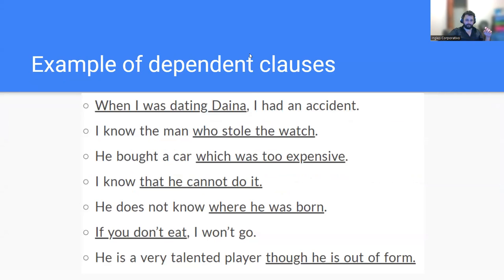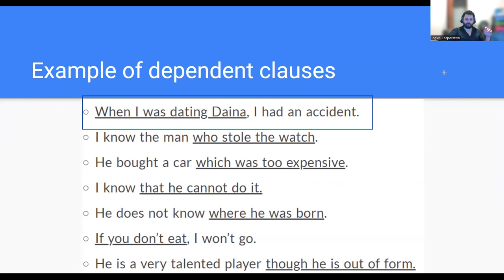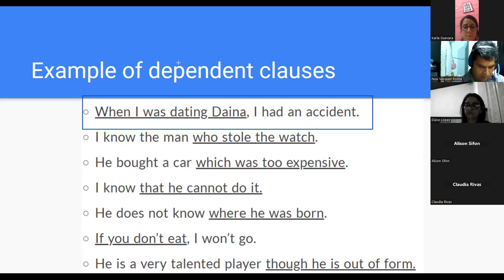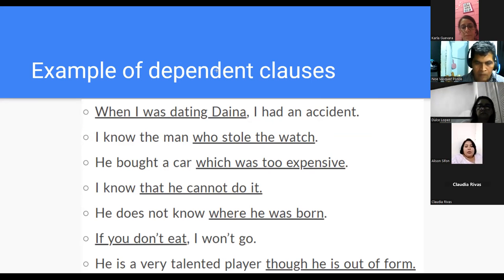So, here. First of all, how many clauses do we have? Two clauses. Which ones are they? When I was dating Dinah, and I had an accident. Which one is the independent clause? Which one makes sense on its own? The second one is independent: I had an accident. Yes.